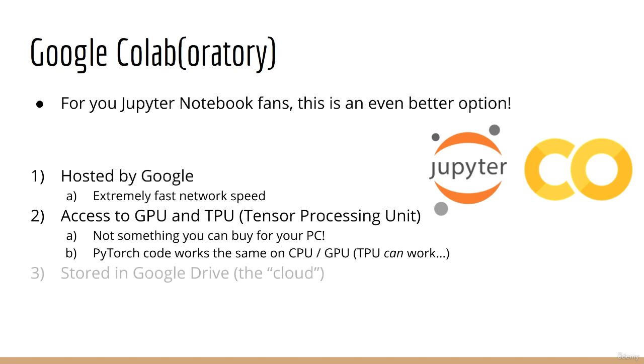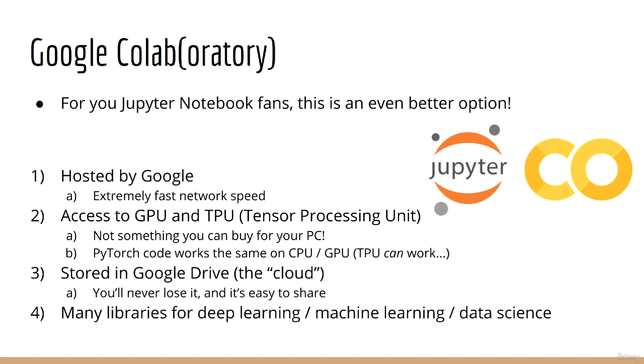Third, the Colab notebooks are stored in your Google Drive, so it's in the cloud. You'll never lose it, and it's very easy to share with other people. Fourth is that many of the libraries you need for deep learning, machine learning, and data science are already included. In fact, I was surprised that there were many more than I assumed there would be. There are even competing deep learning libraries already included, such as Theano and PyTorch. So for those of you who hate doing environment setup, myself included, this is really truly awesome.